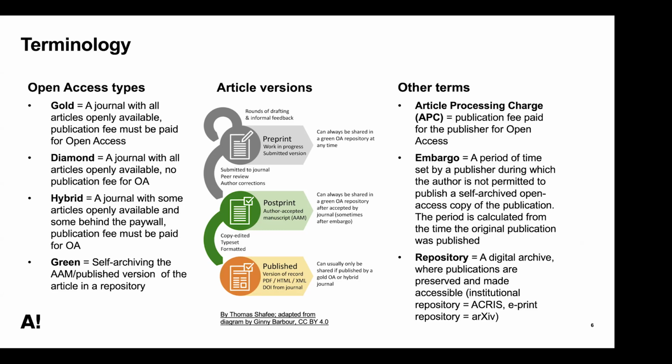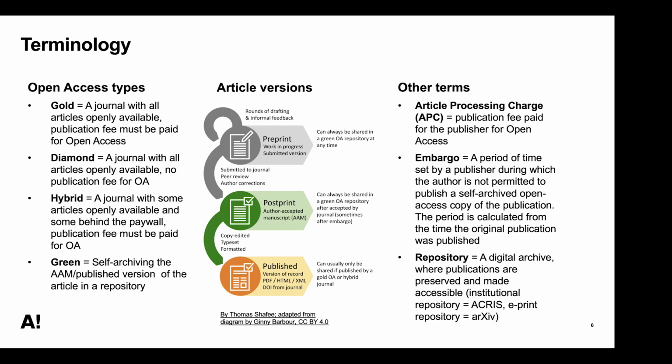Article versions have specific terms as well. A preprint is the version submitted to a journal. Postprint refers to the author-accepted manuscript or the final accepted manuscript that has been peer-reviewed. The published version or version of record is the publisher's typeset and formatted version. Typically, most publishers allow archiving the postprint or author-accepted manuscript version in a repository, but not the published version.